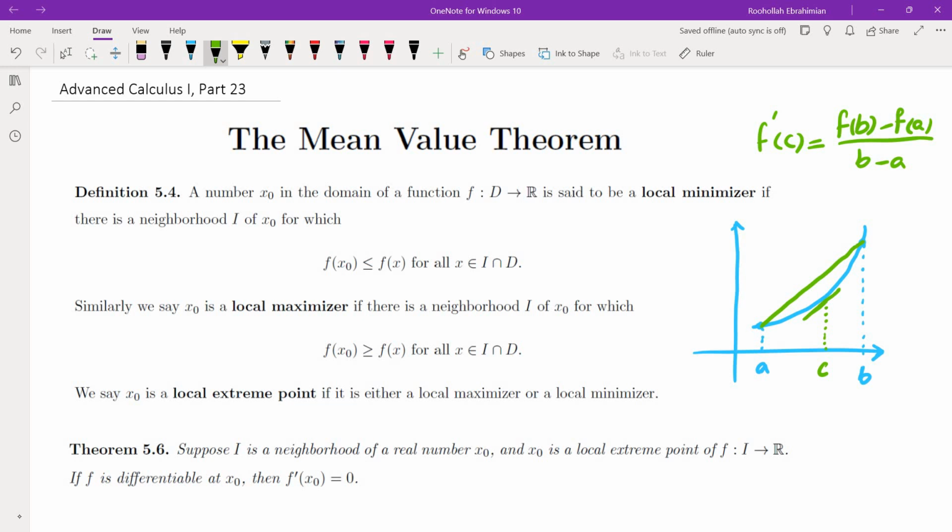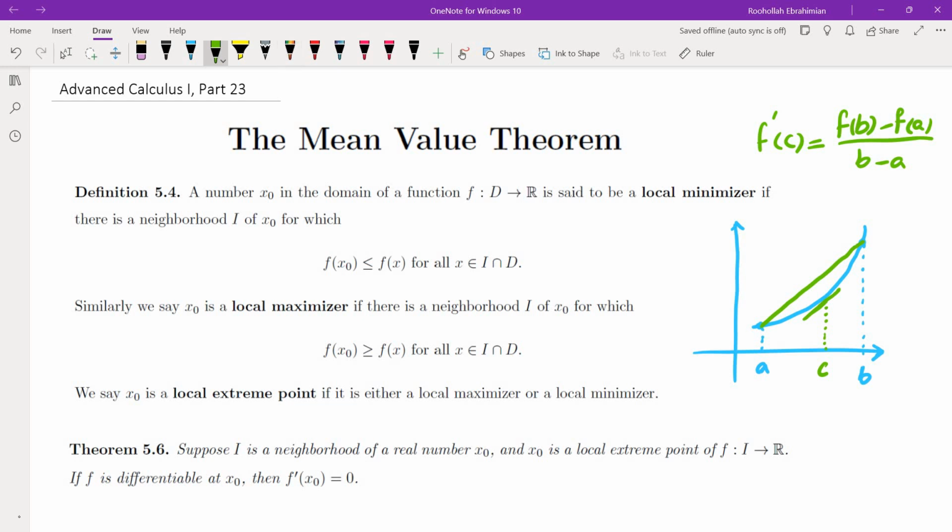So a number x naught in the domain of a function f from D to R is said to be a local minimizer if there is a neighborhood I of x naught for which f of x naught is less than or equal to f of x for all x inside I intersection with D. So I is a neighborhood, meaning that it's an open interval containing x naught.